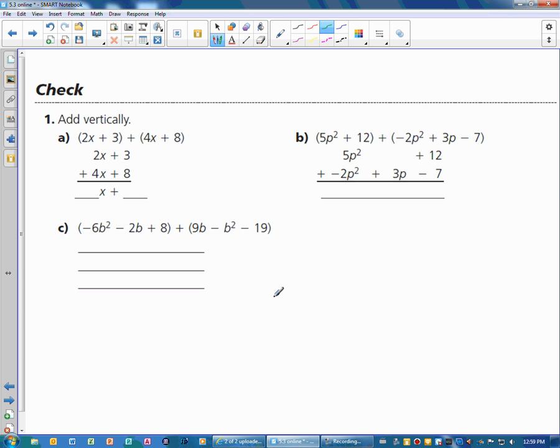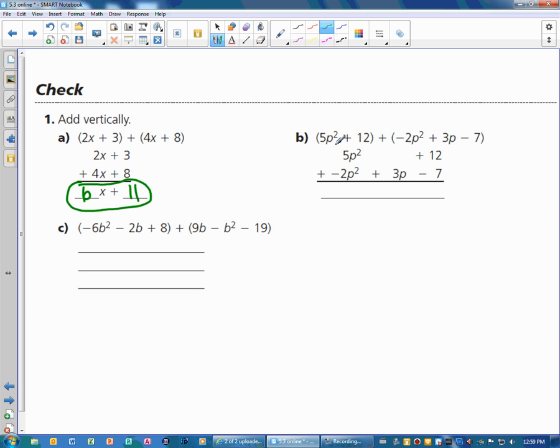All right, so 1a. We have 2x plus 3 and 4x plus 8. Notice how they stack the x's on top of each other and then the digits on top of each other. So 2 and 4 is 6, and then 8 and 3 is 11. So my answer is 6x plus 11.